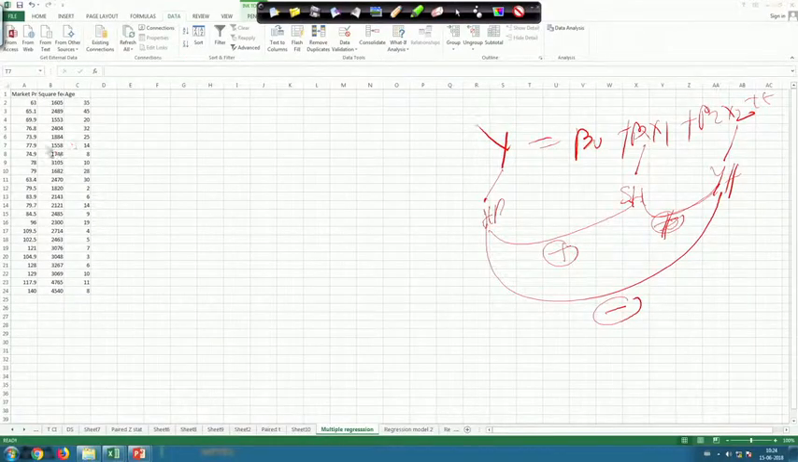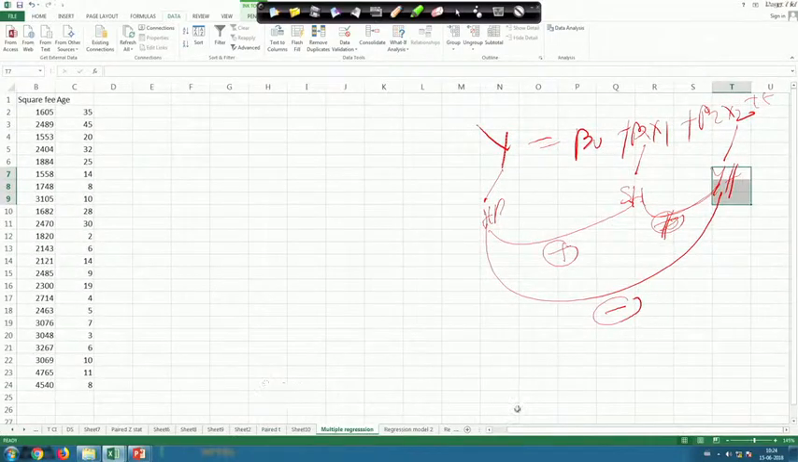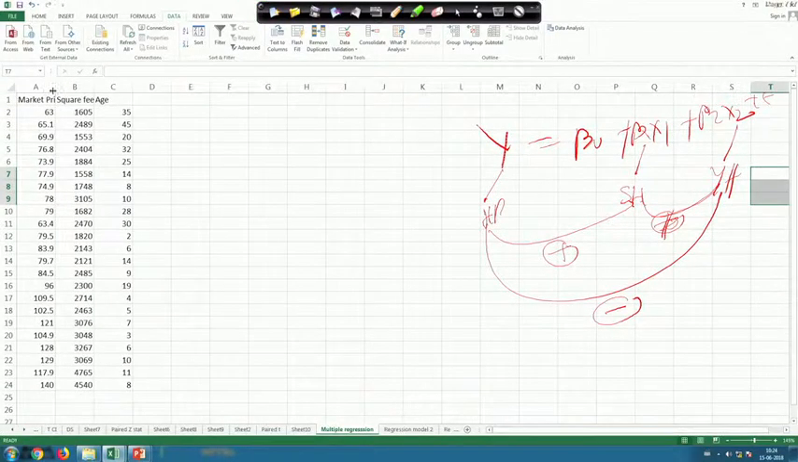So first of all, this is the kind of data. I will just enlarge it a little bit. Okay, so this is the three variable case. This is house price, this is square feet, the size of the house, and this is the number of years of the house, how old this particular house is over time. So this is completely cross sectional data.